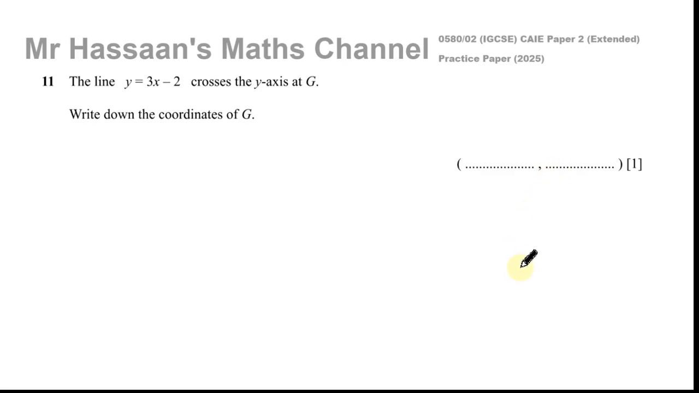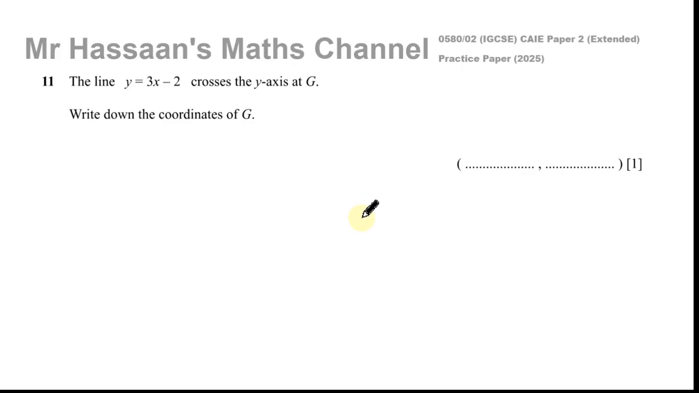I'm now answering question number 11 from the practice paper for the Cambridge paper 2 new syllabus from 2025, 0580. And this question is a non-calculator paper. Question number 11 here is about straight line graphs. Again, a very simple question, 1 mark.